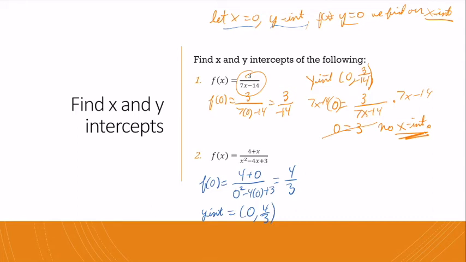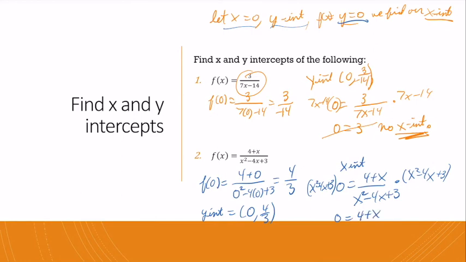Now I can go ahead and solve for my x-intercept. My x-intercept is when y equals 0. So if I have 0 equals 4 plus x over x squared minus 4x plus 3, and I multiply both sides by the denominator, because that's what we have to do, even though it's weird. That gives me 0 equals 4 plus x. So if I subtract 4 from both sides, I get that negative 4 equals x. So my x-intercept is when x is negative 4 and y is 0.